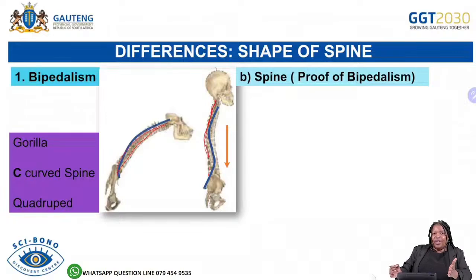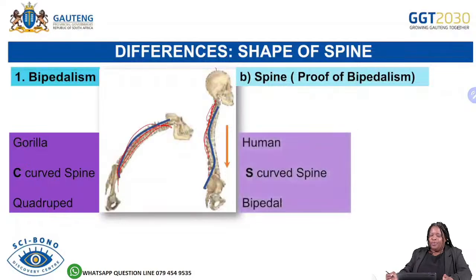So when you look at the differences between the shape of the spine, the gorilla has a C-shaped spine, as you can see. And when we say the spine feeds into this foramen magnum that is way backward, then it determines that this is a quadruped. Okay? It moves using the 4 legs. Then, in terms of the spine of human beings, that is proof of bipedalism. Humans have got an S-shaped spine, therefore they are bipedal. The gorilla has got a C-shaped spine, therefore it is a quadruped.